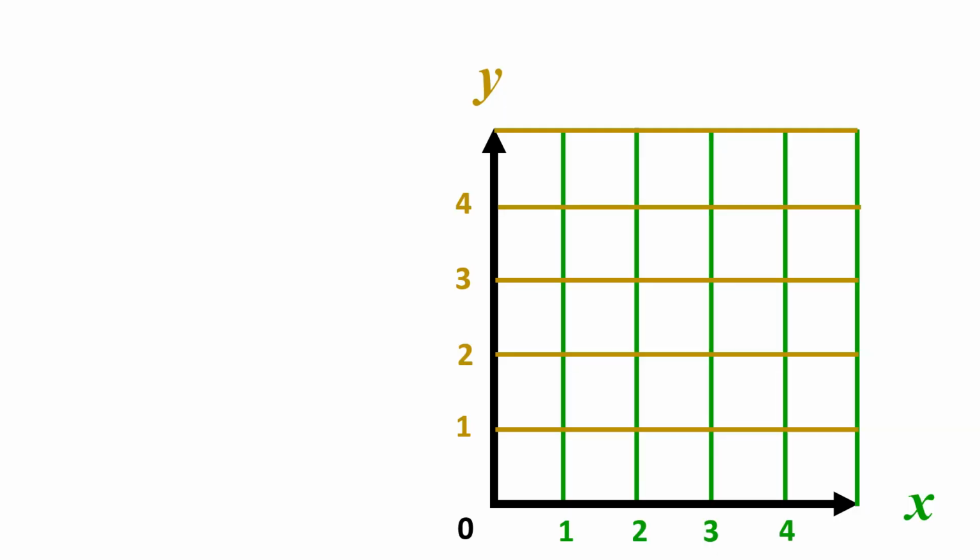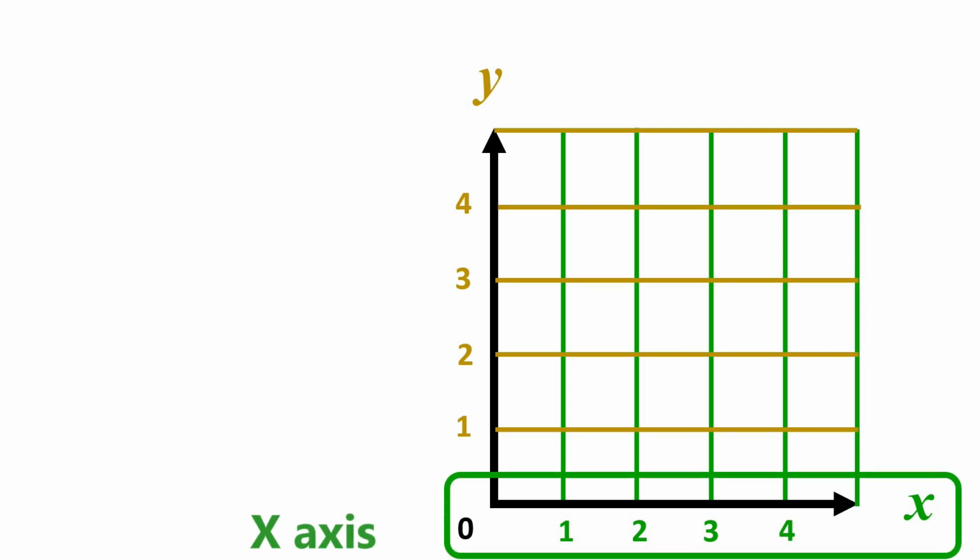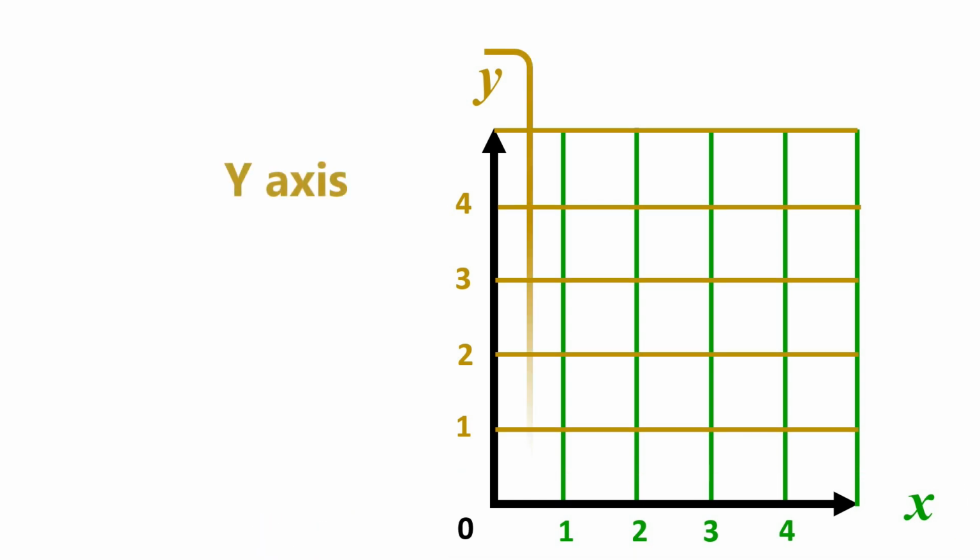This is a typical grid for math. It's made of two axes. We call the bottom arrow the x-axis. These numbers are called the x numbers. They start at 0 and then increase in value as we go to the right. We call the left arrow the y-axis. These are the y numbers. They start at 0 and then increase in value as we go up.